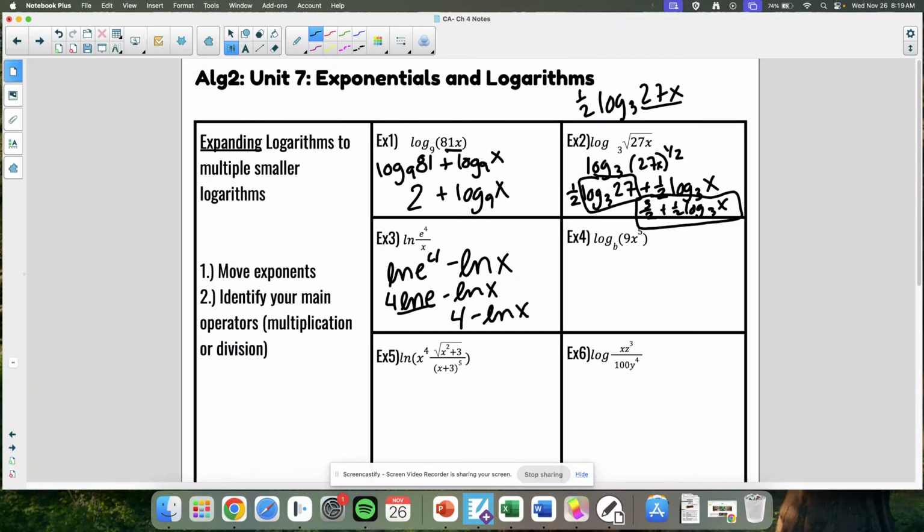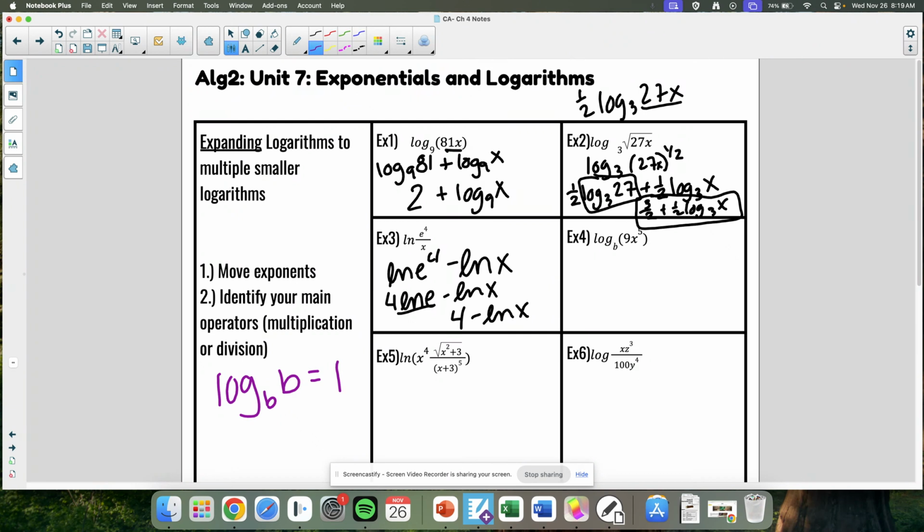Because if you ever take the log and the base and the number on the inside are the same thing, your answer will always just be 1. Because it's like log base 5 of 5. 5 to what power is 5? It's going to be 1. So if your base and the number on the inside are the exact same, it'll always just be a 1.